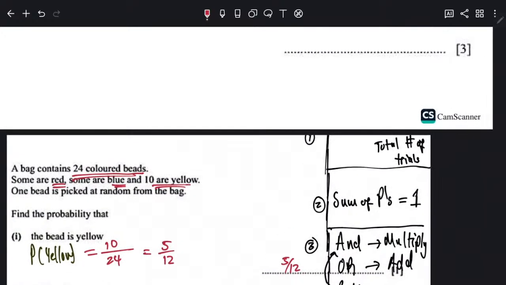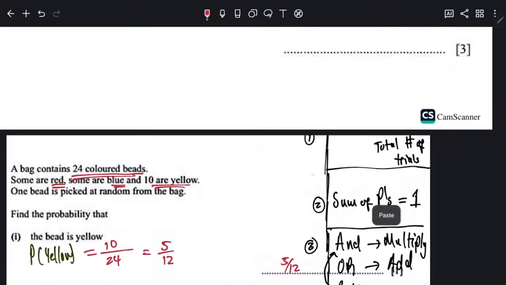We use formula number 1: number of things over the total number of things. Probability of yellow, how many yellow do we have? 10, over the total, 24.